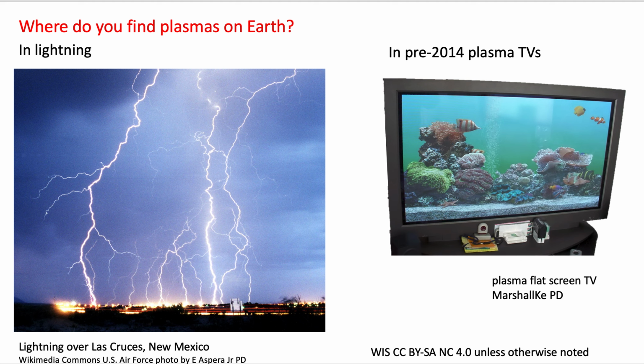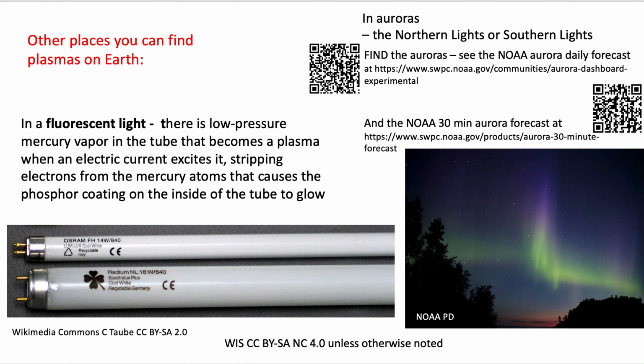So where do you find plasmas on Earth? Lightning, an example of a plasma. In pre-2014 plasma TVs. In your homes you may have fluorescent lights, low pressure mercury vapor, but a very high electric voltage to produce the plasma.